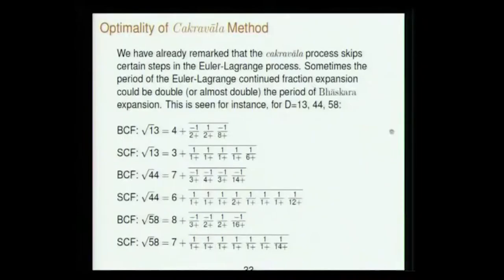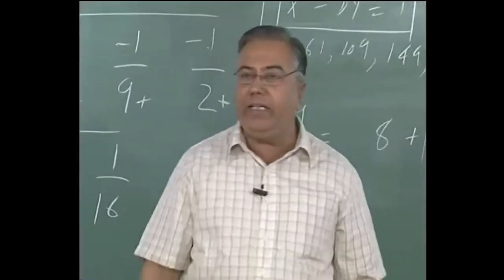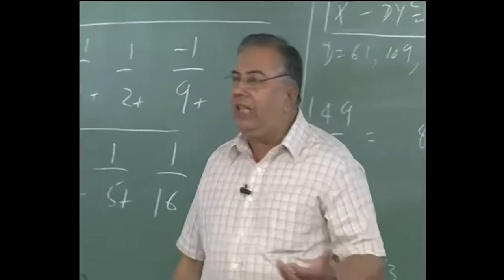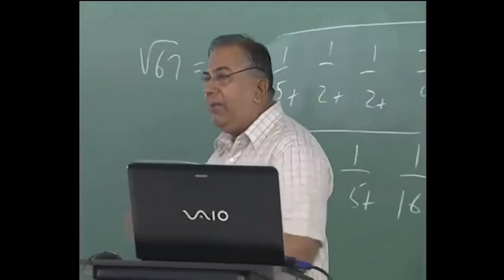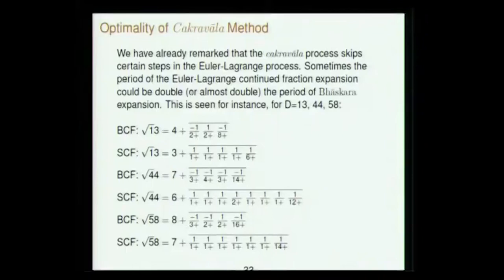But the most important thing for us is that the old method was indeed the best method. The Chakravala method, as I showed you, does skip various steps. So in that sense, it is optimal. Whenever you have an algorithm, one of the important things you want to see is whether you are doing it in the minimal number of steps. And it happens in many cases that the period of the Euler-Lagrange continued fraction can be double or almost double the period of Bhaskara.